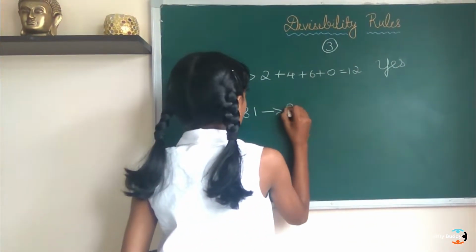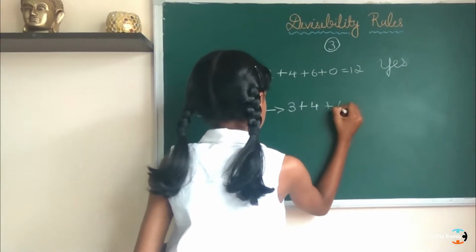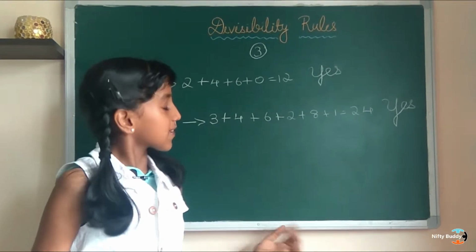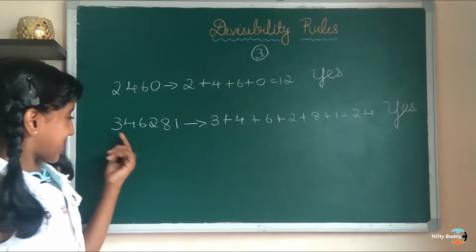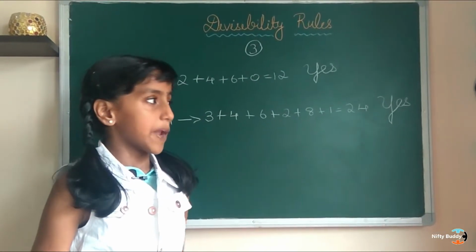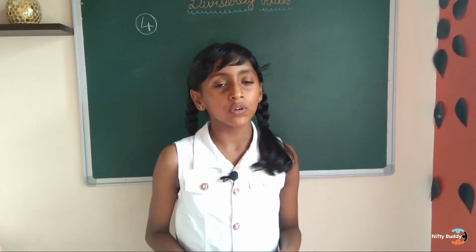So the next example which I have taken is this number. Now we are going to add all the digits. So friends, the number 24 comes in 3 tables. So the number 3,46,281 is divisible by 3. The next divisibility rule we will be learning about is the divisibility rule of 4. For the divisibility rule of 4, we need to check the last 2 digits.